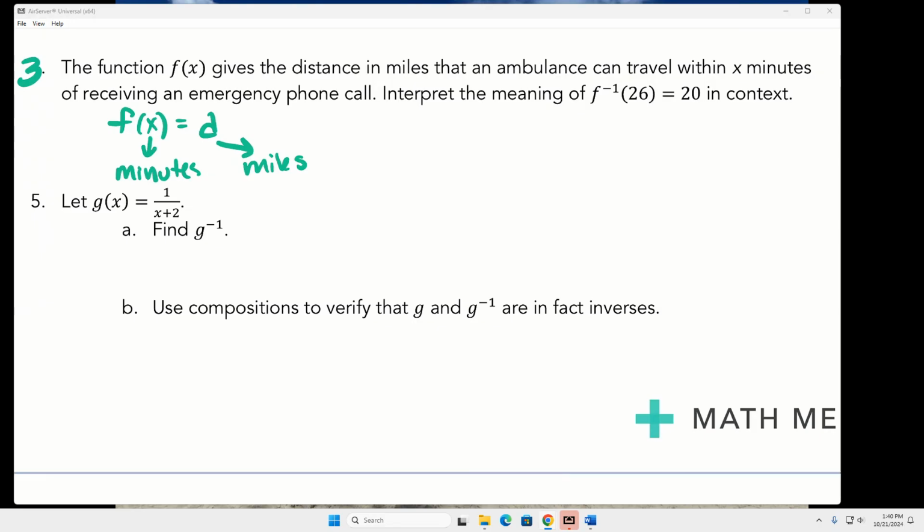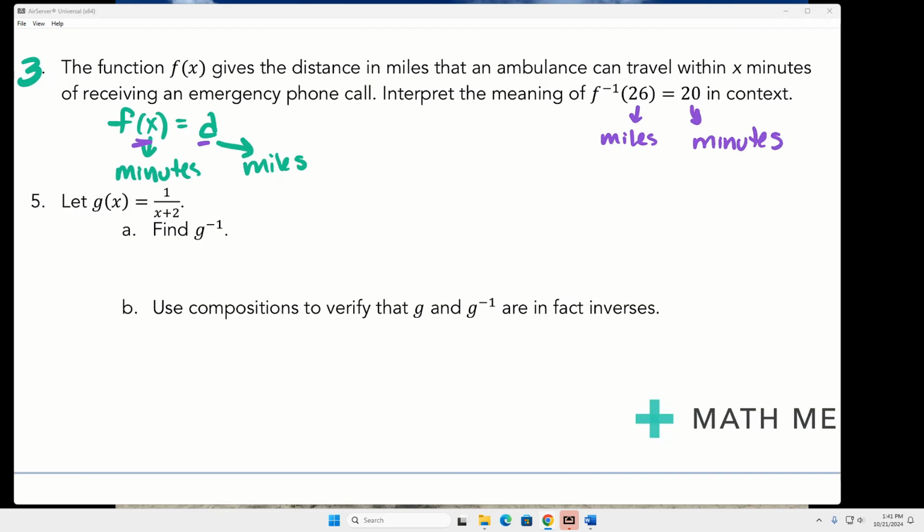They're not asking us about f, they're asking us about f inverse. And so if this is the case for f, which one of these is minutes for the inverse? The 26 or the 20? The 20, because on the inverse, the x and y switch. So the 26 is miles. And so we're going to interpret this in the meaning of the context about how long and how much time and how far the ambulance has traveled.